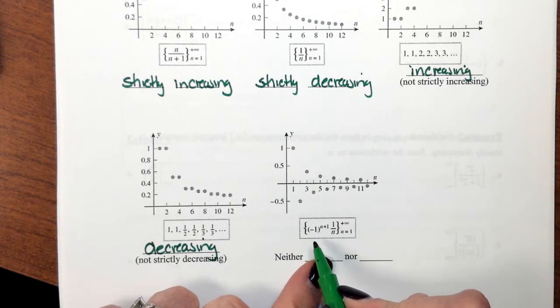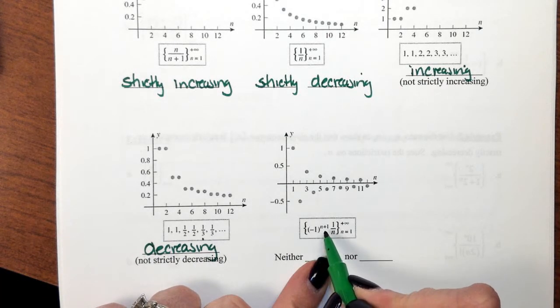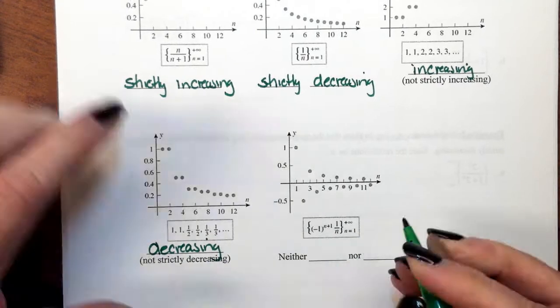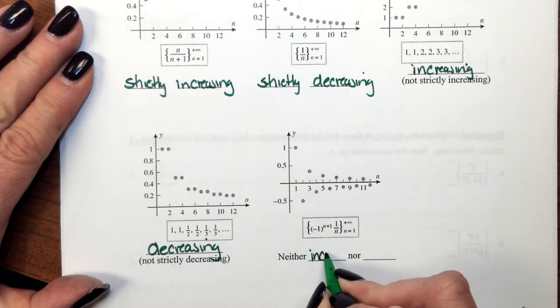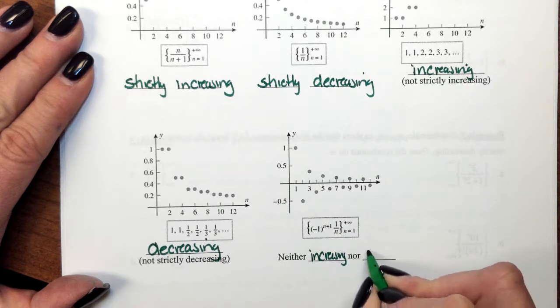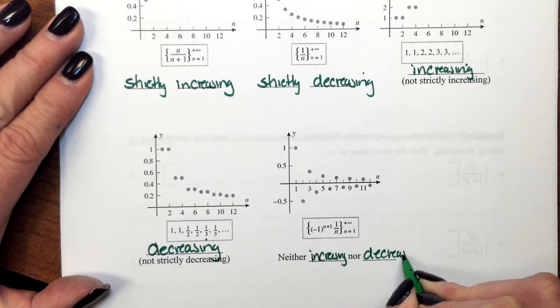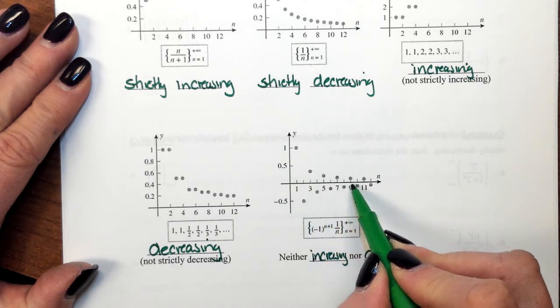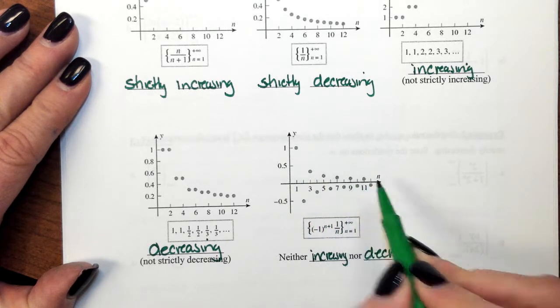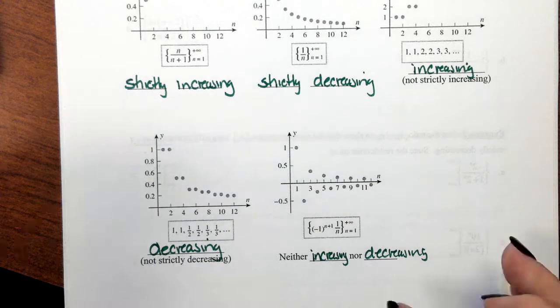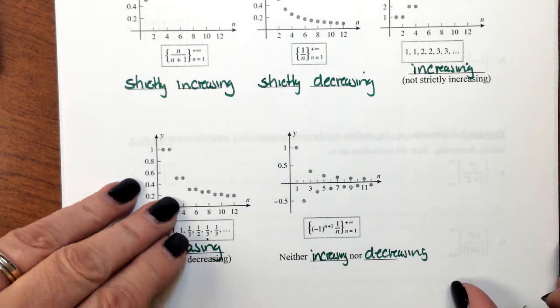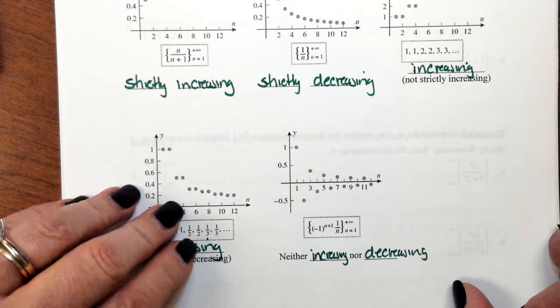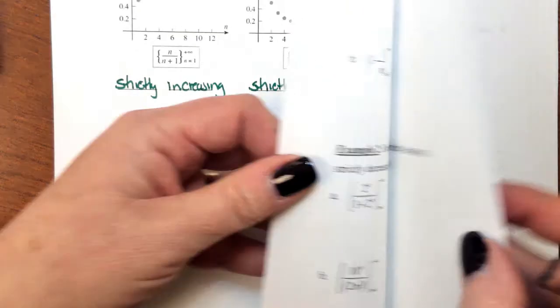And then if we have an alternating sequence, negative 1 to the n plus 1 times 1 over n, this is neither increasing or decreasing. Because if you notice, some of these terms are increasing, however you have some terms in the sequence that are decreasing. So it's not necessarily that all sequences will definitely be strictly increasing or strictly decreasing, or increasing or decreasing.